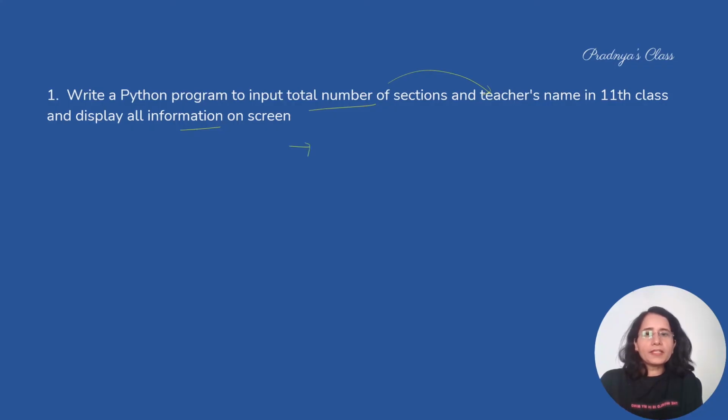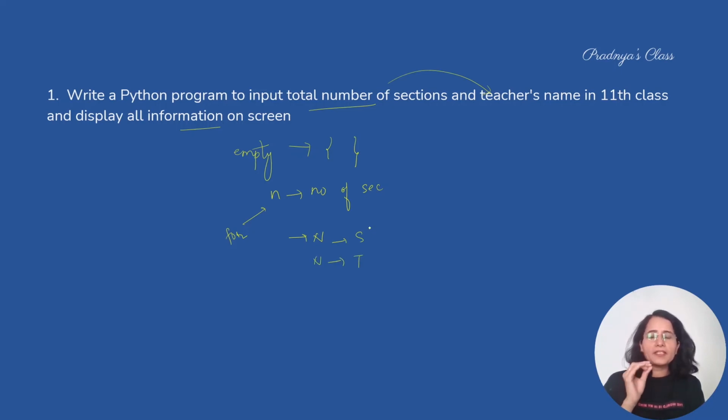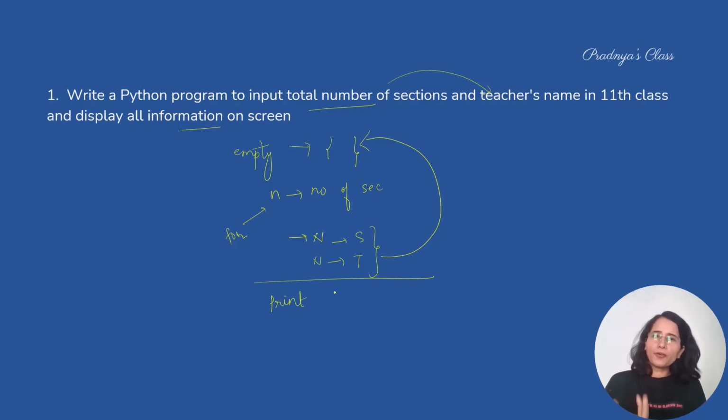First of all, we will create one empty dictionary, which you can create in different ways. You can even give empty curly brackets for that. Then we will enter the number of sections, and a for loop will iterate n number of times, and we will enter the name of the section and the name of the teacher, and we will add them into the dictionary one by one. After adding, we have to just print that dictionary, and while printing you can do the formatting.